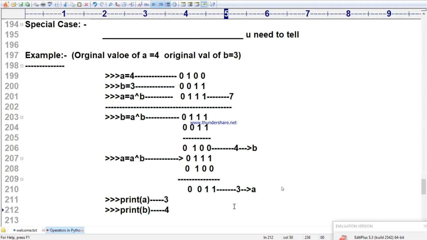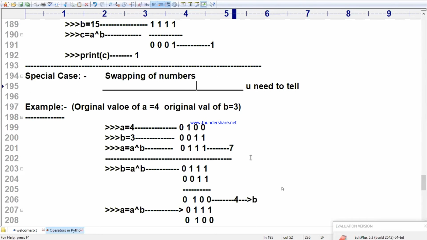What is this logic called? Very good. This is the logic which you get from the interview point of view. This is known as swapping of numbers. You need to tell this. By which operator did we apply it? XOR. This is a way how you can do it.